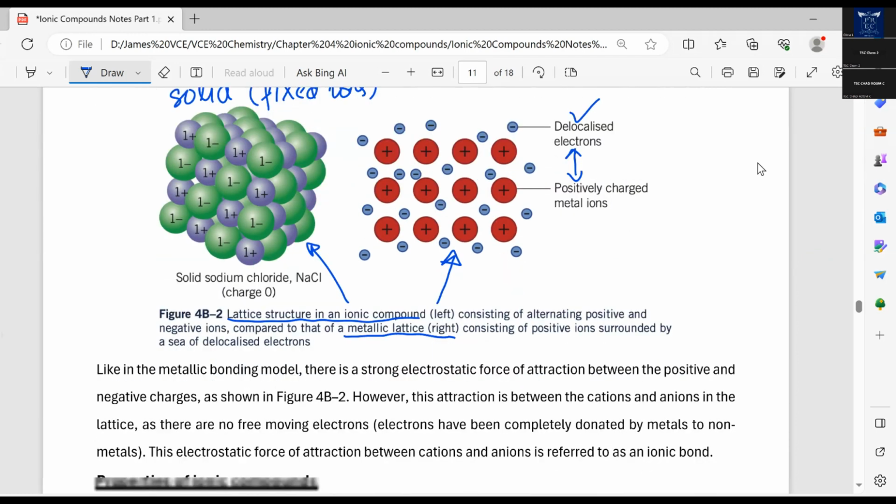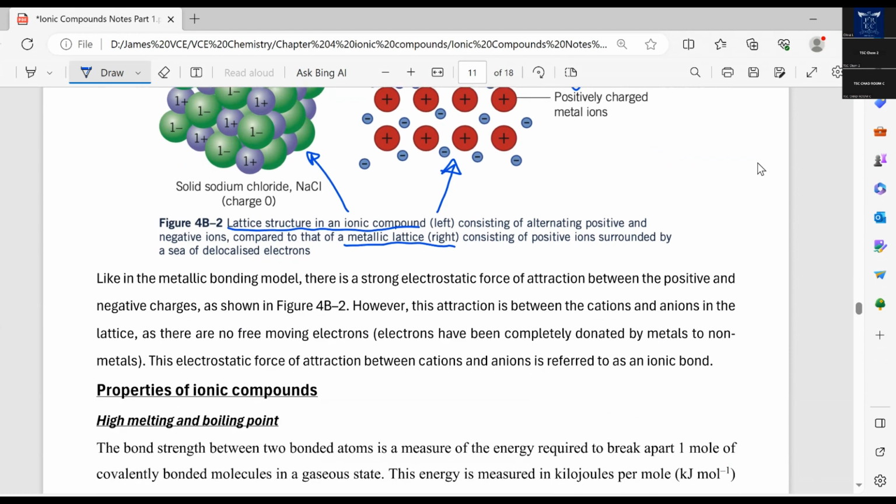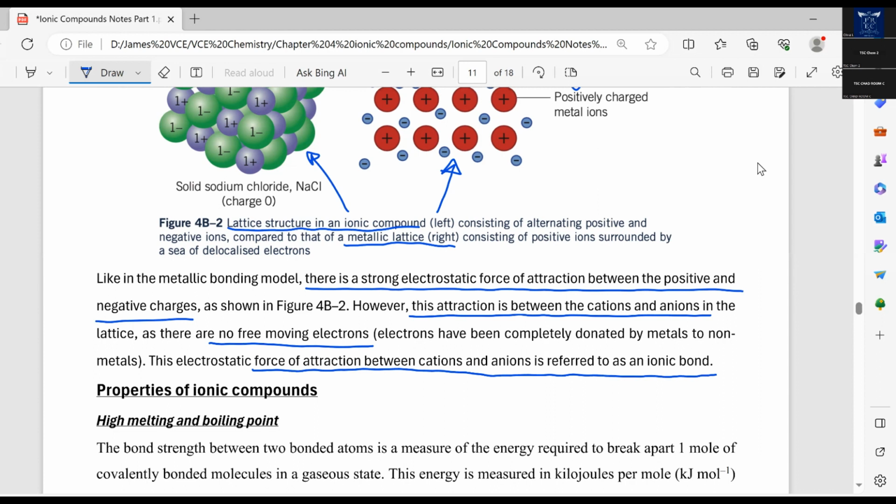Like in the metallic bonding model, there is a strong electrostatic force of attraction between the positive and negative charges. But the attraction is between the cation and anion. That is the difference between these two models. This attraction is between the cation and anion in the lattice. There are no free moving electrons, they are completely donated. So the force of attraction between the cation and anion is referred to as the ionic bond.